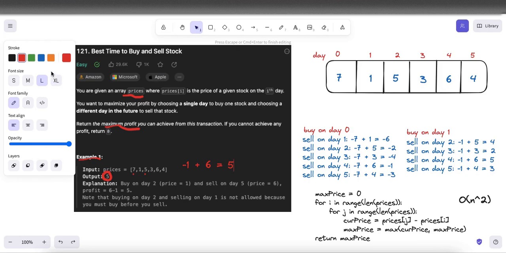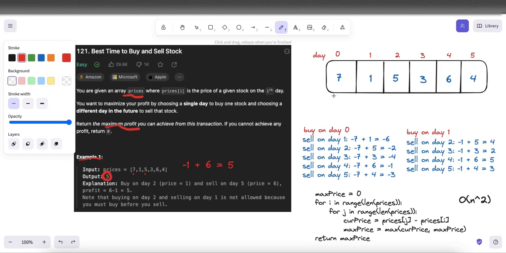The brute force of this problem would be to take into consideration every possible combination of numbers that we can have when buying and selling the stock. We would start off by considering every possible combination when buying the stock at day 0.